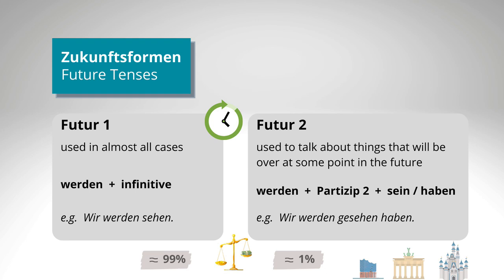So, summarized as short as possible, in almost all cases we use the Futur 1. And the Futur 1 is formed by using the conjugated form of the Hilfsverb or auxiliary verb werden and the infinitive of the other verb. And if we have a more complicated sentence, unlike the sentences that we have right here, werden goes at position number 2 after the subject, and sehen, or the infinitive in general, is used at the end of the sentence, so everything else is squished in between. And that's all you need to know about the future tenses.